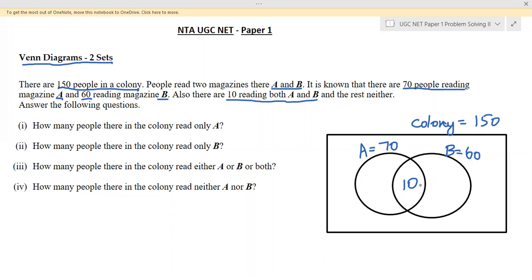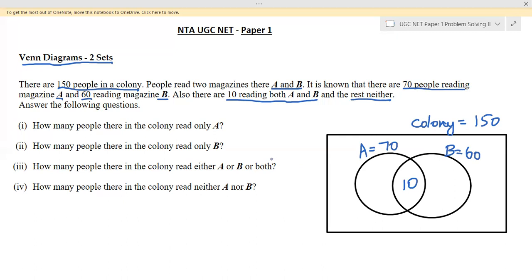As I told, whenever you have two or more sets and there is some overlapping, meaning a merging, some common region between the groups, that is the situation for us to use Venn diagrams, like we have here. There is one more piece of information in the question: the rest of the people read neither. What do we mean by the rest? The people who are apart from these two circular regions are the ones reading neither. That's it.